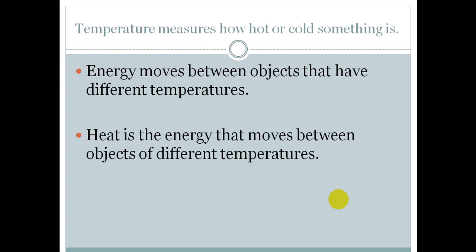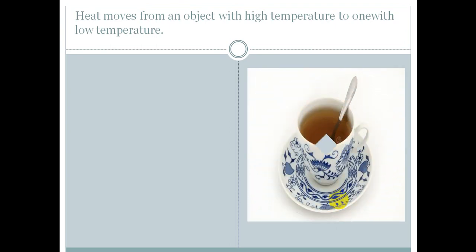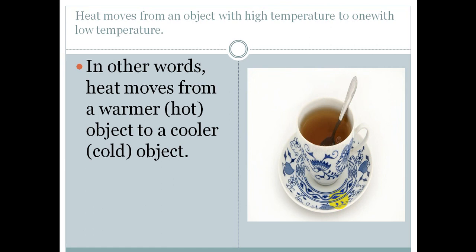Heat is the energy that moves between objects of different temperatures. The difference in temperature makes the energy move. How does this heat move? Heat moves from an object with high temperature, this means that the object is hot, to the one with low temperature, which means it is cold. In other words, heat moves from a warmer or hot object to a cooler or cold object.